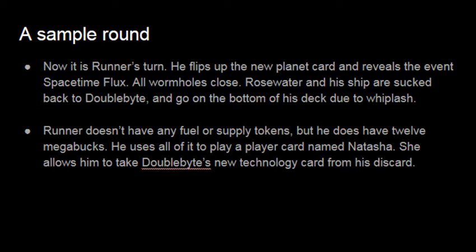What does Runner want to do? Runner doesn't have any fuel or supply tokens, but he does have a lot of megabucks. He plays a player card called Natasha. Remember how I said players can either go into play or be used for an ability? Well, Natasha is going to be a spy. She lets him take my new technology card from my discard pile. So, even though Runner isn't building up for spaceflight, he's got his own strategy going on that mainly involves screwing me over. I'm now sad.